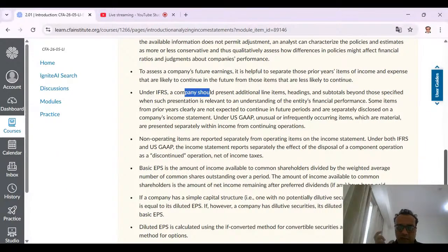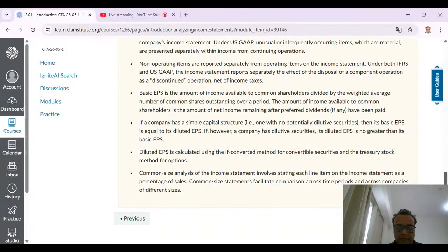Basic EPS is to be calculated based on the weighted average number of common shares outstanding. If there is no dilutive capital, if there are no CCPS or CCDs, then your basic EPS and diluted EPS will be the same. If there is a capital structure which has potential dilutive securities, then your basic EPS will be more than diluted EPS. Why? Because diluted EPS will have more equity shares, which means your denominator increases. Diluted EPS is calculated using the if-converted method for convertible securities and the treasury stock method for options.